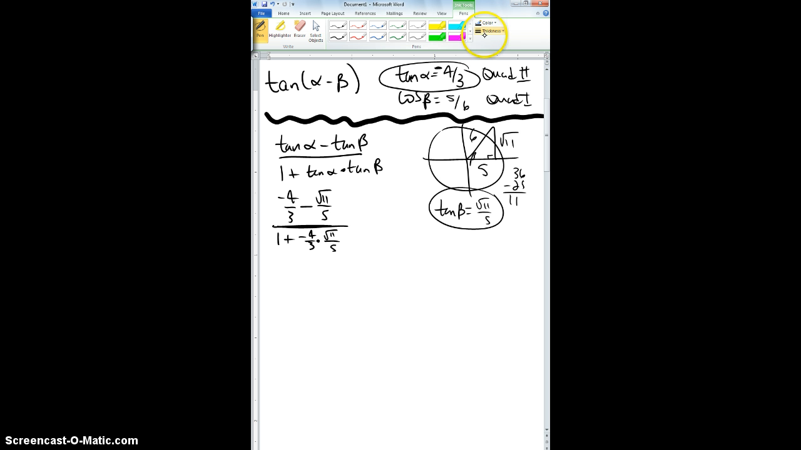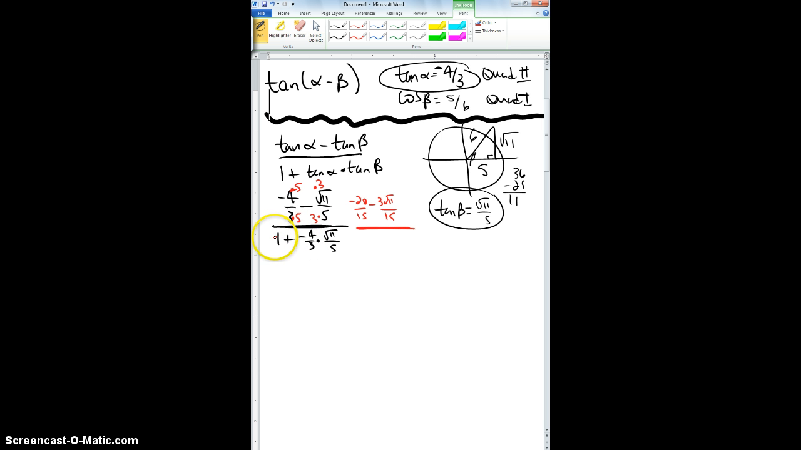So when you add fractions, you obviously need a common denominator. So this is 15. So I'm going to multiply this guy by 5 and this guy by 5, and times 3, times 3. So that gives me negative 20 over 15 minus 3 radical 11 over 15.